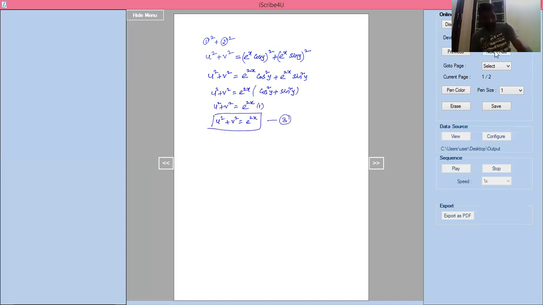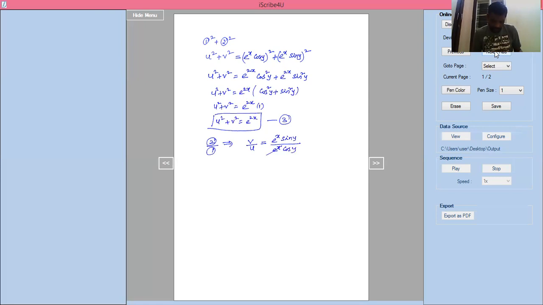Next, similarly, I'll do the second one, equation 2 divided by equation 1. What is equation 2 divided by equation 1? Equation 2 is v, equation 1 is u. V by u equal to e power x into sin y divided by e power x into cos y.